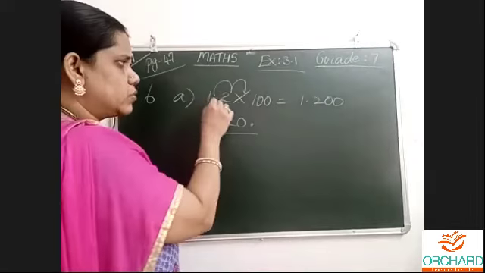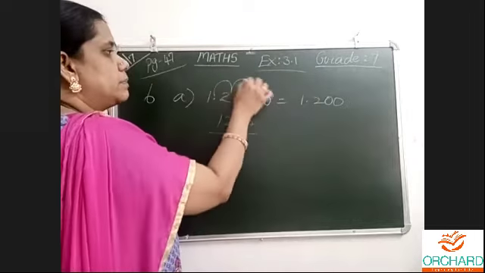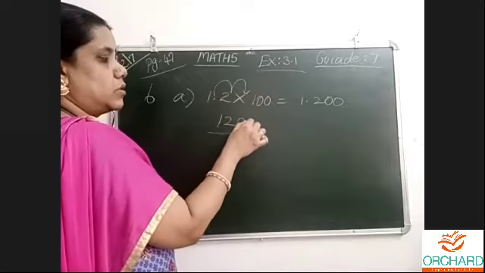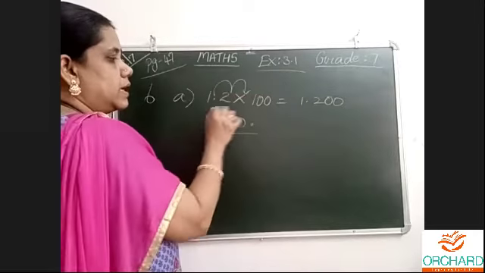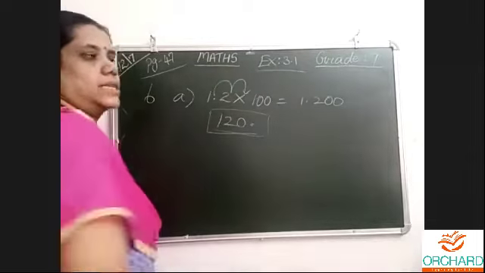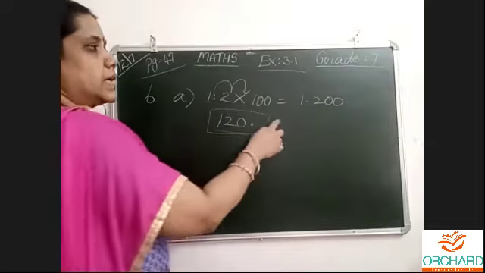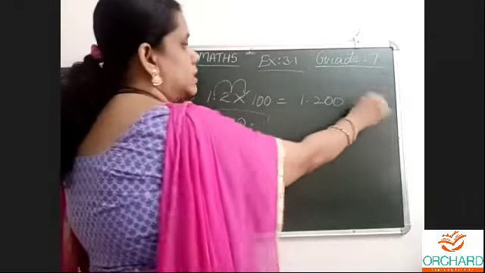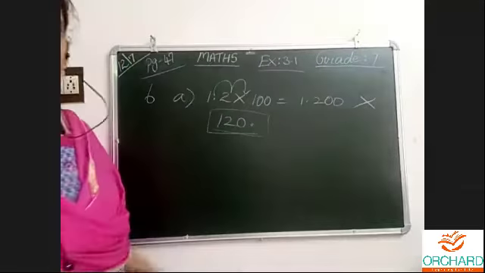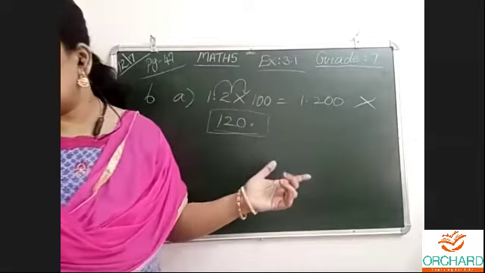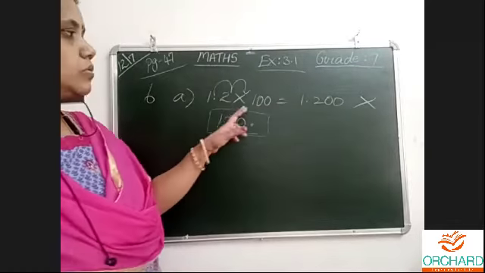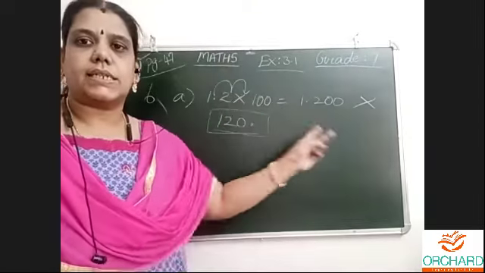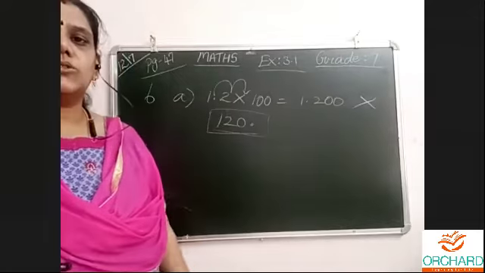This must be my answer. When Naina is doing by 100, 1 jump, 2 jump. Second number not there, so 0 point. This should be the answer. She is telling that this is the answer. Whether her method is correct? No, it is wrong. Her method is wrong because the decimal point should move 2 places to the right side. Like that we need to write.